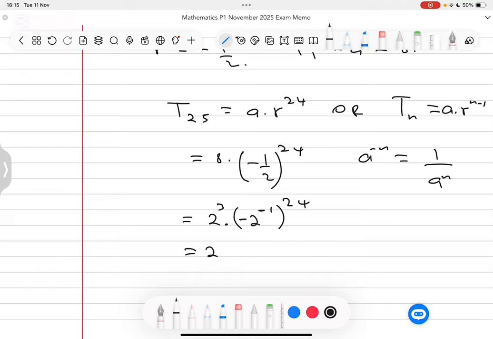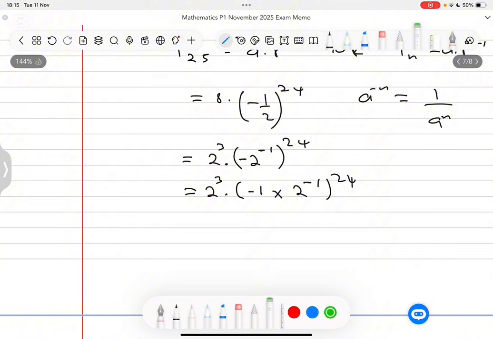Remember now here we still have a negative. We still have a negative there, very important. Now we're going to have a 2 to the power 3, and inside the brackets I'm going to have a -1 times 2 to the power -1 to the power 24. All I did is that I separated these two and multiplied it by 1.